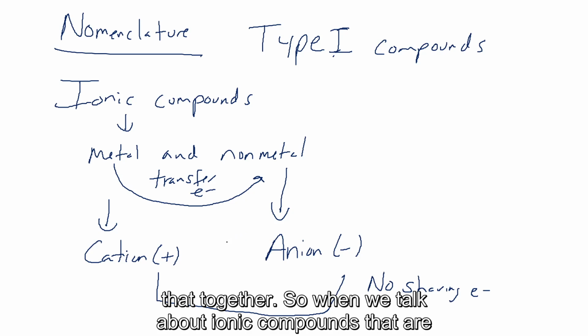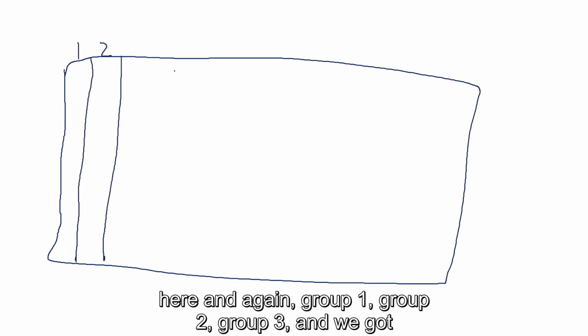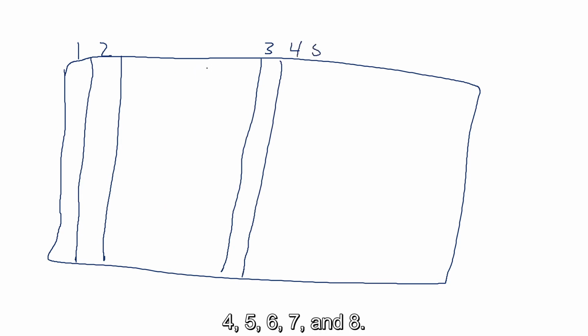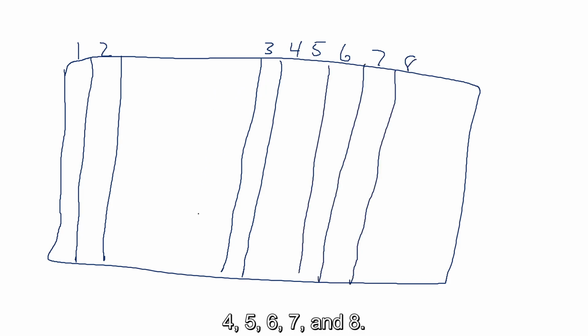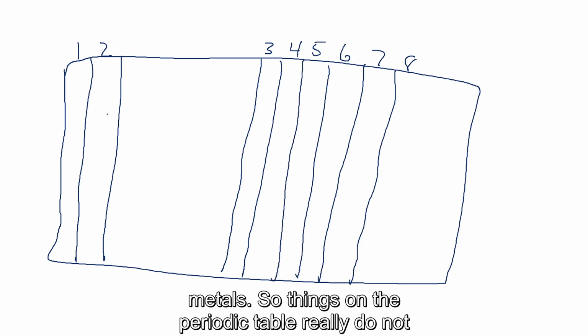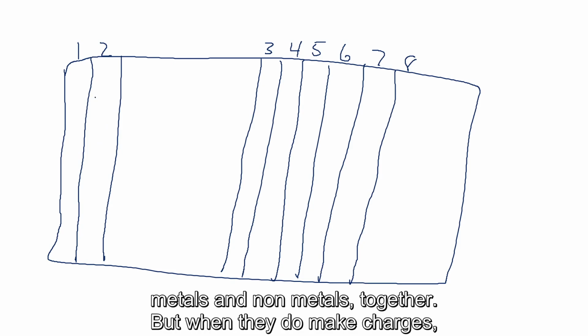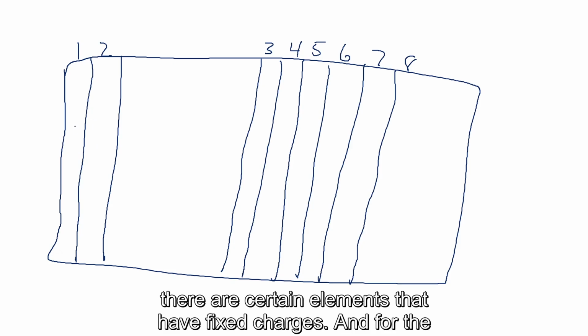So when we talk about ionic compounds that are made up of ions, it's important to look at our periodic table here. And again, group 1, group 2, group 3. Then we got 4, 5, 6, 7, and 8. Obviously in the middle here, we got our transition metals. So things on the periodic table really do not have charges until they really start combining, for example, metals and non-metals together. But when they do make charges, there are certain elements that have fixed charges.